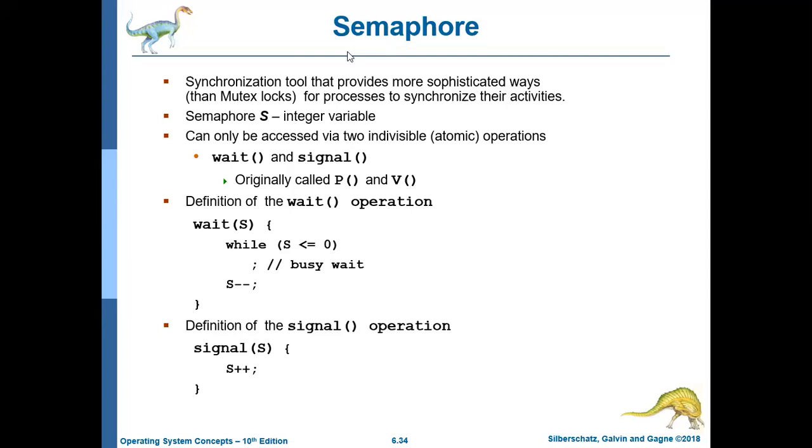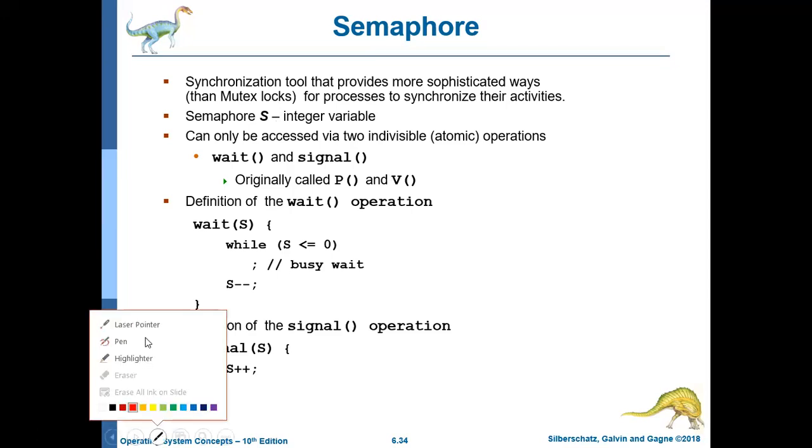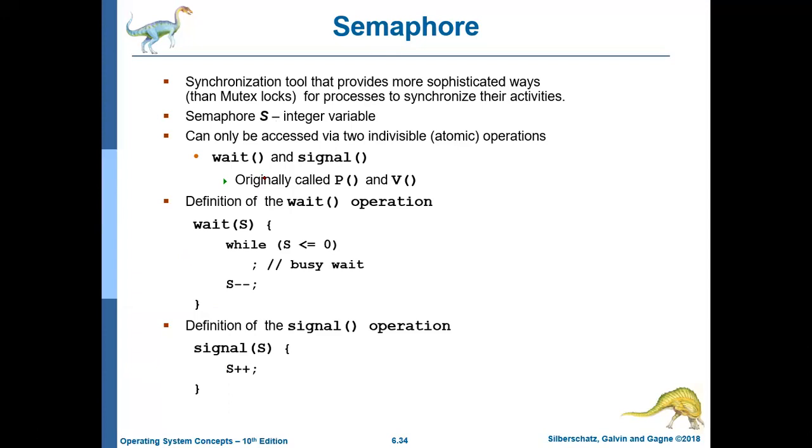In the semaphore solution, we have a variable S, capital S, that is for semaphore. Semaphore is nothing but an integer variable. There are two different operations, wait and signal. You can say P for wait, V for signal.